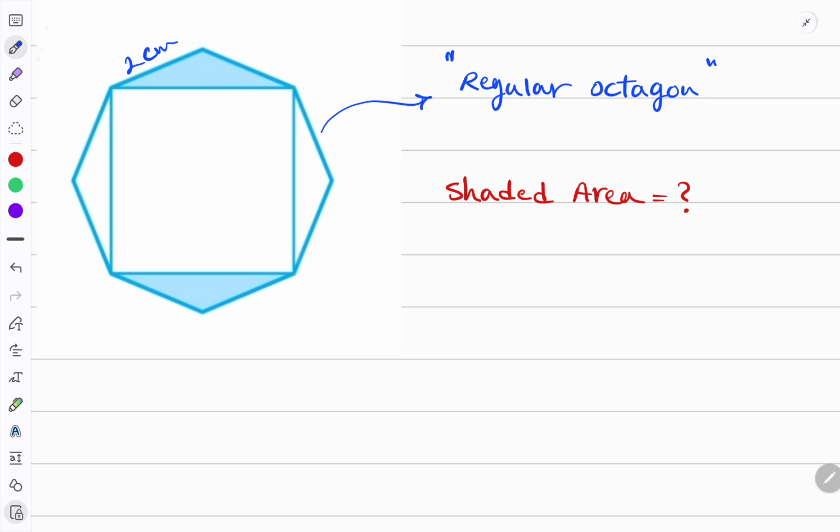As you can see, we have a regular octagon and the side length of this shape is 2 centimeters. And we are asked to find the shaded area.